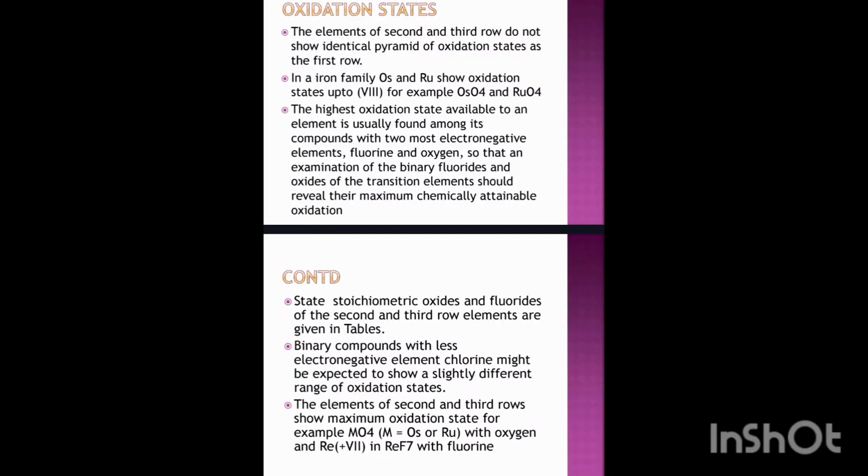Oxidation states. The elements of the second and third row do not show an identical pyramid of oxidation states as the first row. In the iron family, Os and Ru show oxidation states up to 8, for example OsO4 and RuO4. The highest oxidation states available to an element are usually found among its compounds with the two most electronegative elements, fluorine and oxygen.